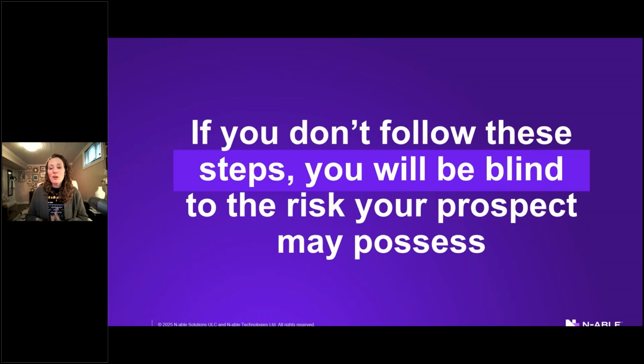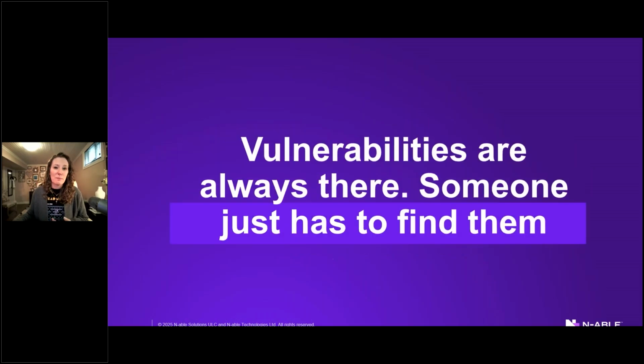And if you don't follow these steps for each new prospect that you engage with, then you really are going to be blind to the amount of risk that your prospect may possess. And that's not a good situation for you as their new MSP or for them.